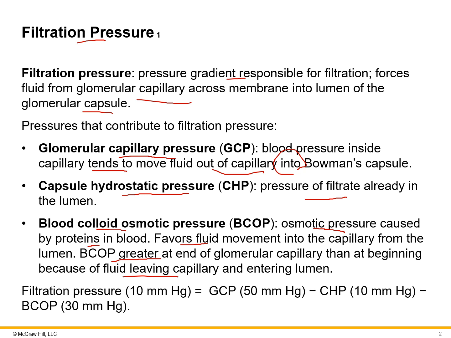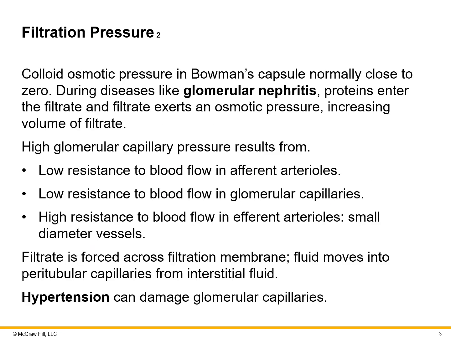So between the glomerular capillary pressure and this colloid osmotic pressure, there's a driving force moving fluid into the filtrate from the capillary into the capsule. And that filtration pressure is determined by the glomerular capillary pressure minus the capsular hydrostatic pressure minus the colloid osmotic pressure. The osmotic pressure in Bowman's capsule is about 0 inside of there.